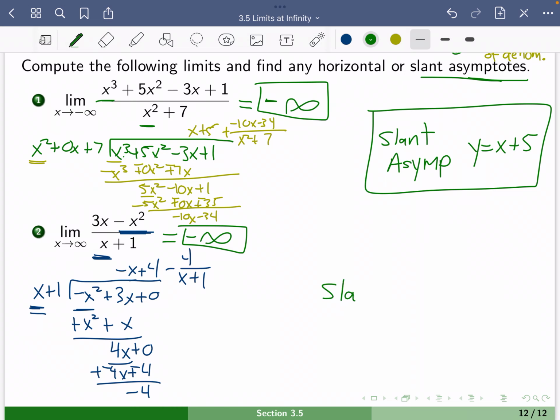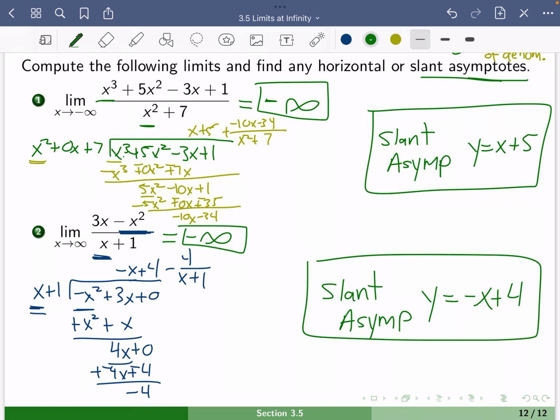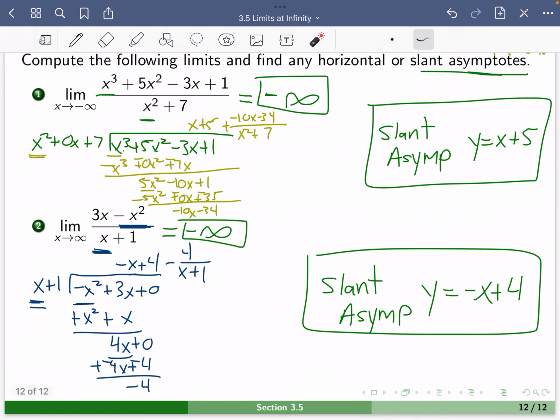We will get a slant asymptote here. It is y equals negative x plus 4. It is this piece right here, because in the long run, this stuff is going towards 0, and so it's going to behave like negative x plus 4. It's negative x plus 4 minus some small value really close to 0. So that's why it's a slant asymptote.